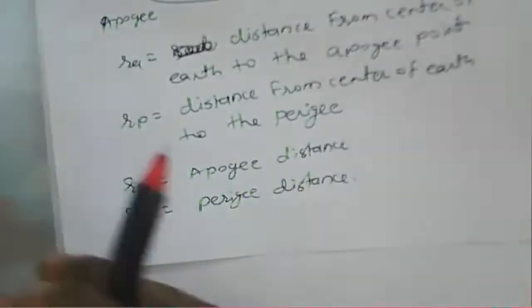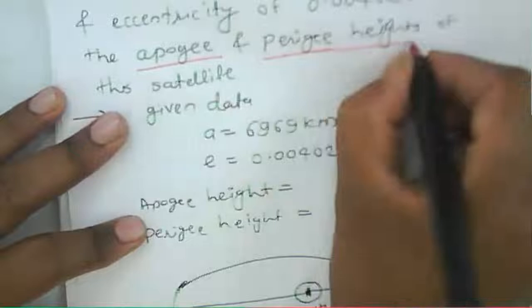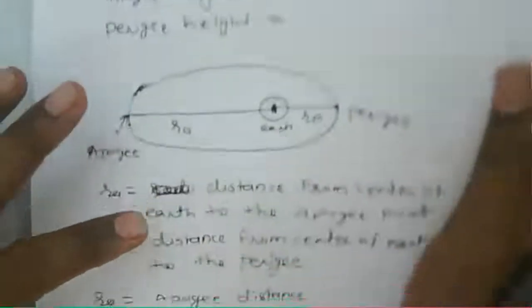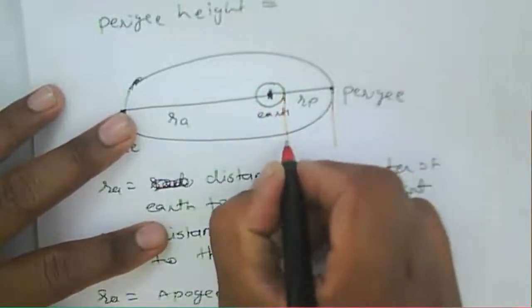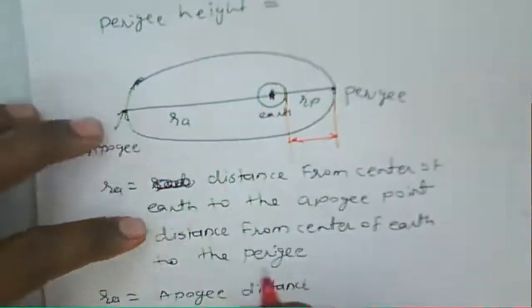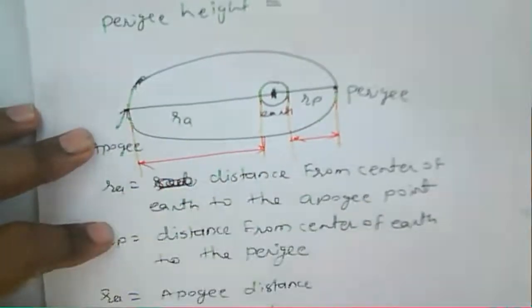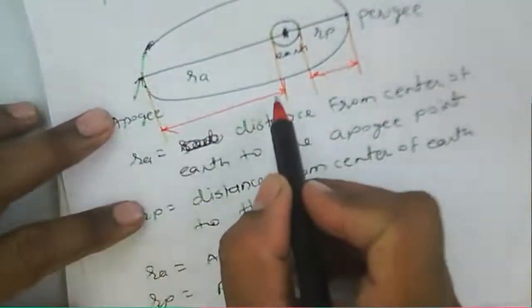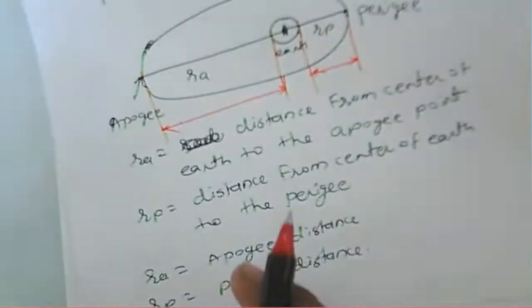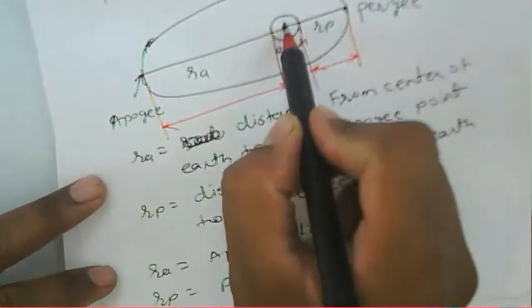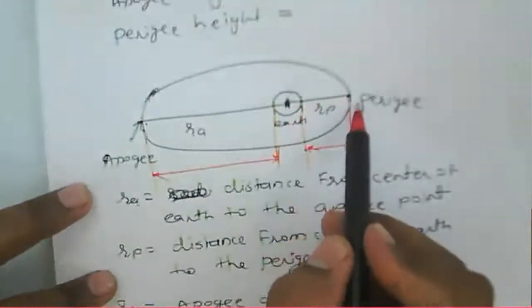Now our aim here is to find out the apogee and perigee height. Height means from the surface of the earth to this, that is the perigee height. From this to this, our aim is to find out the height of the apogee and the height of the perigee. Now this RA is from the center of the earth to this one. RP means from the center of the earth to the perigee.